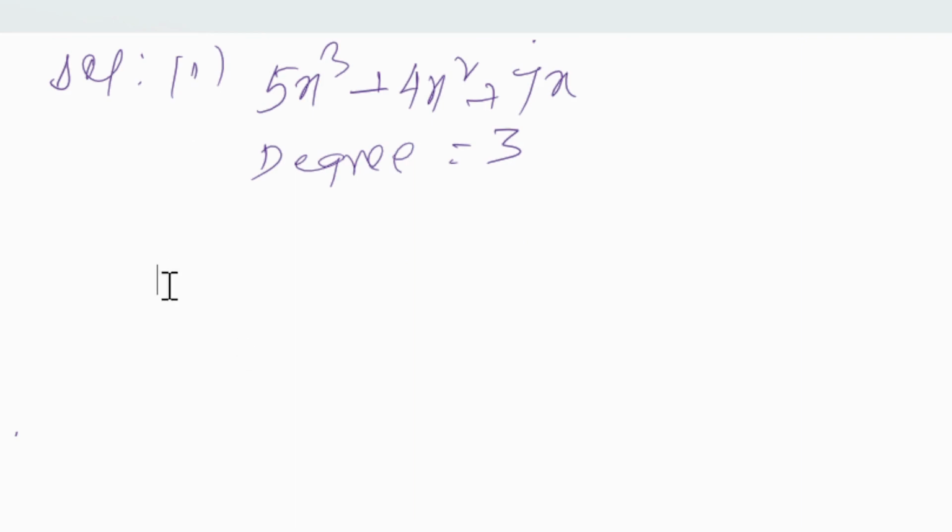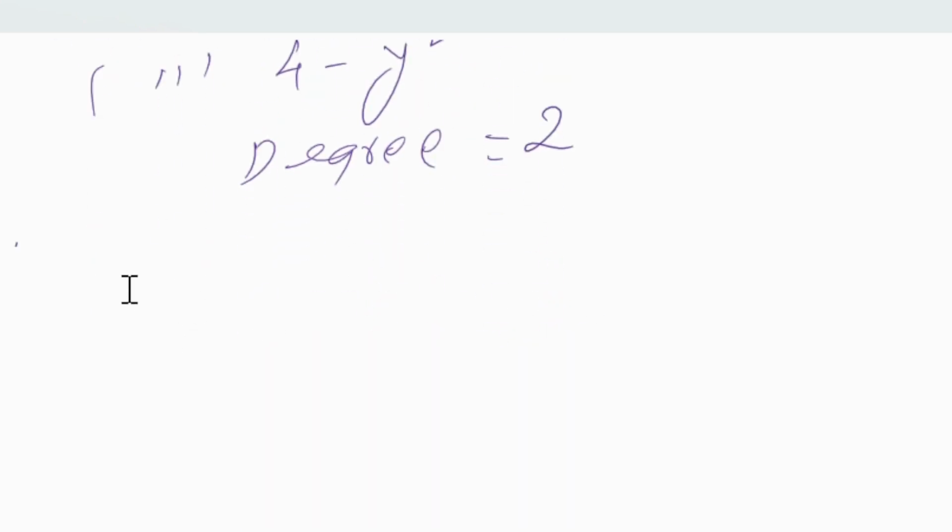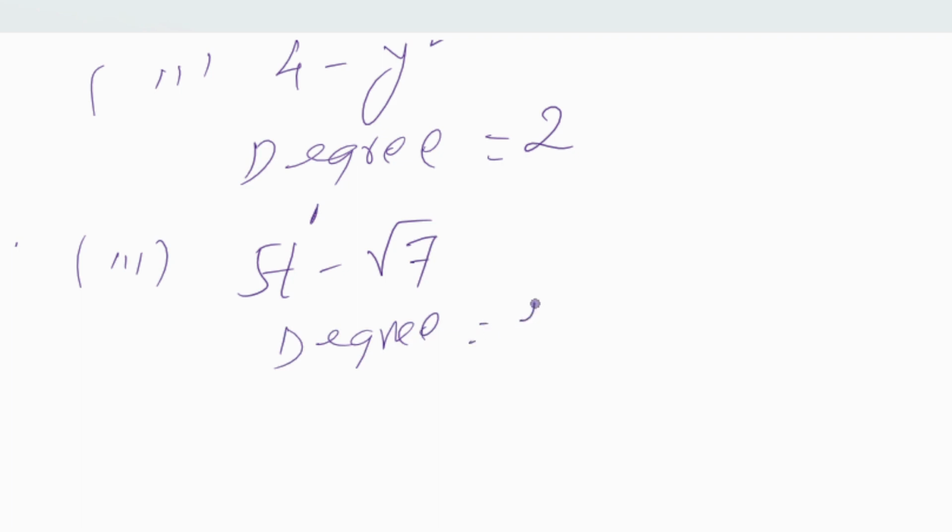Number 2, what is the question? 4 minus y square. In this case, what is the highest power of the variable y? 2, so the degree will be 2. Okay, question number 3, 5t minus root 7. The highest power of variable t is 1, therefore the degree will be equal to 1.